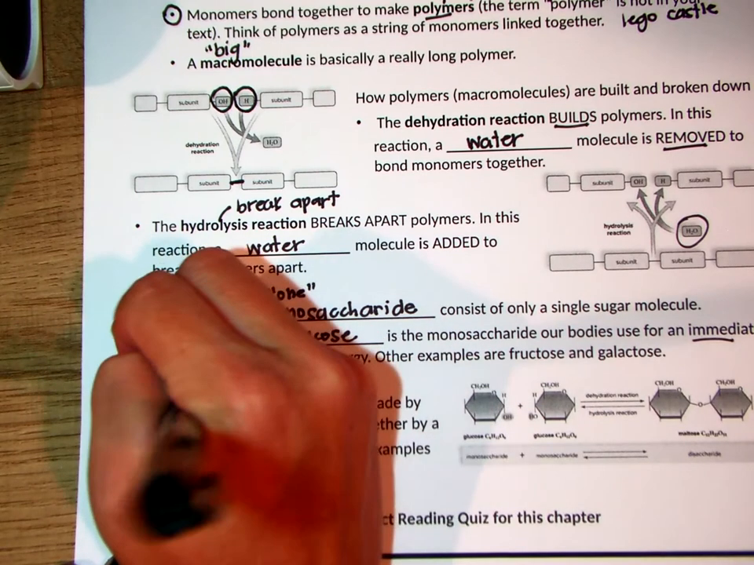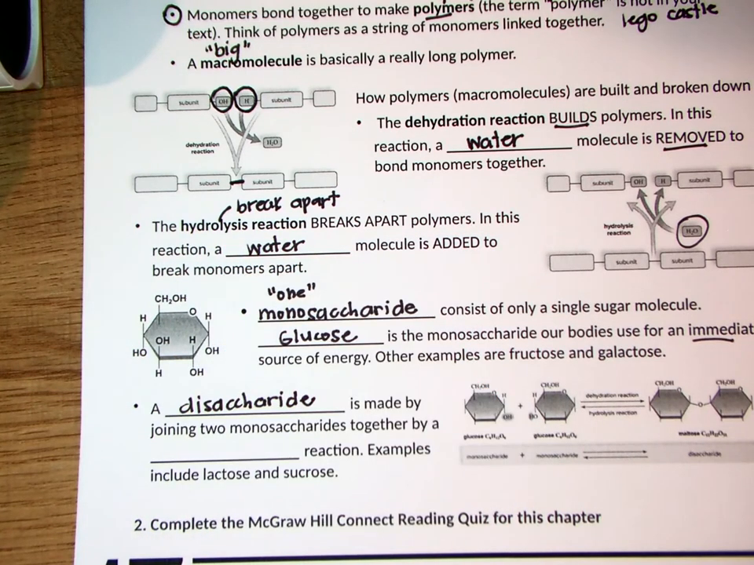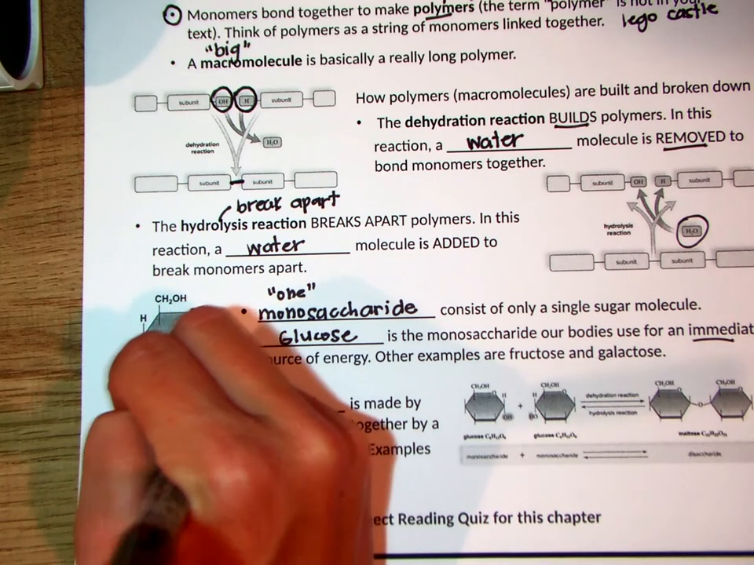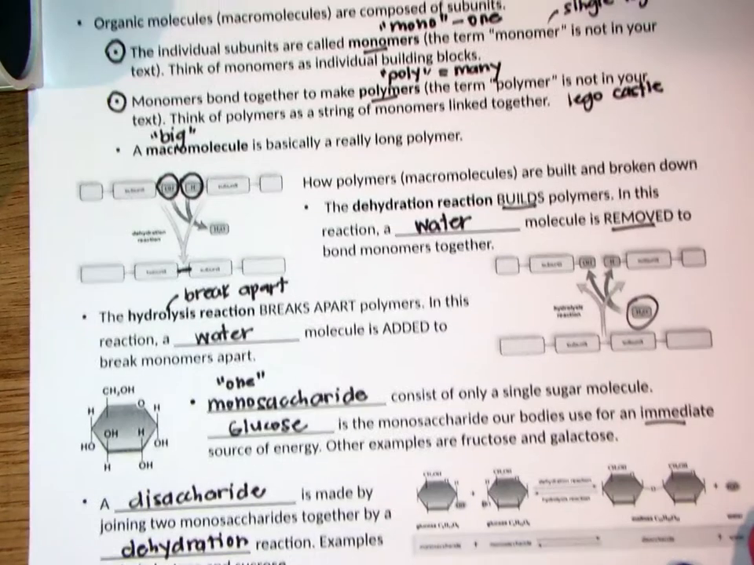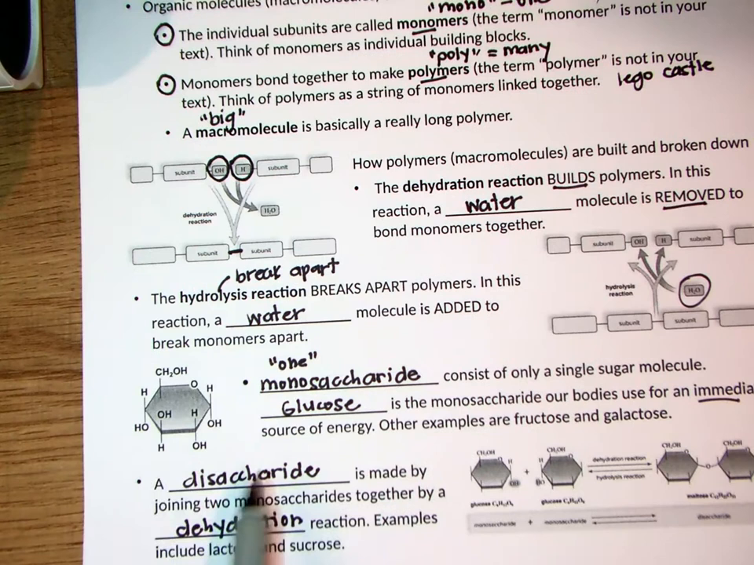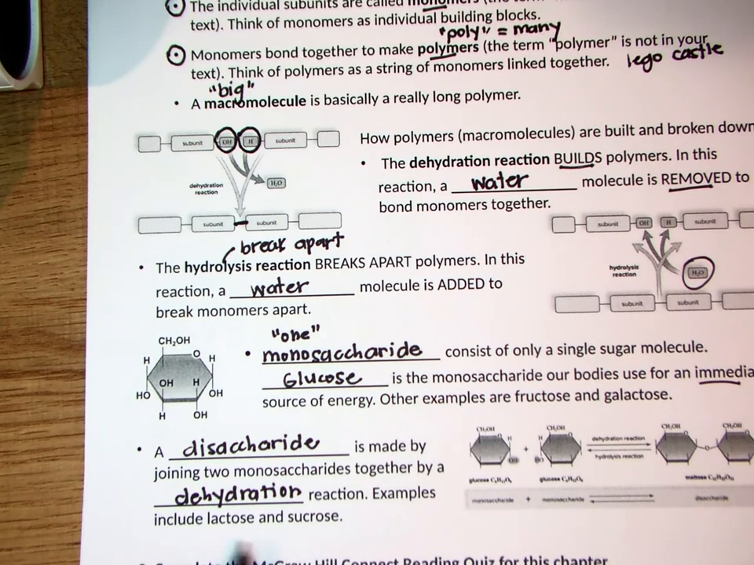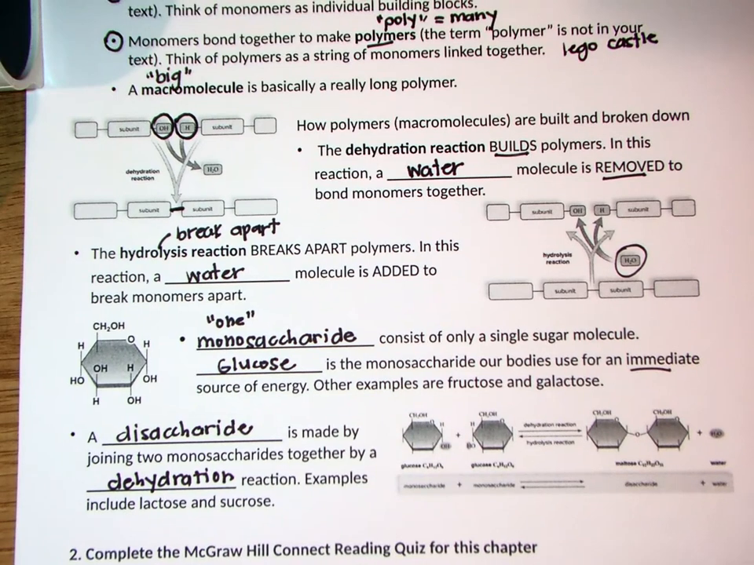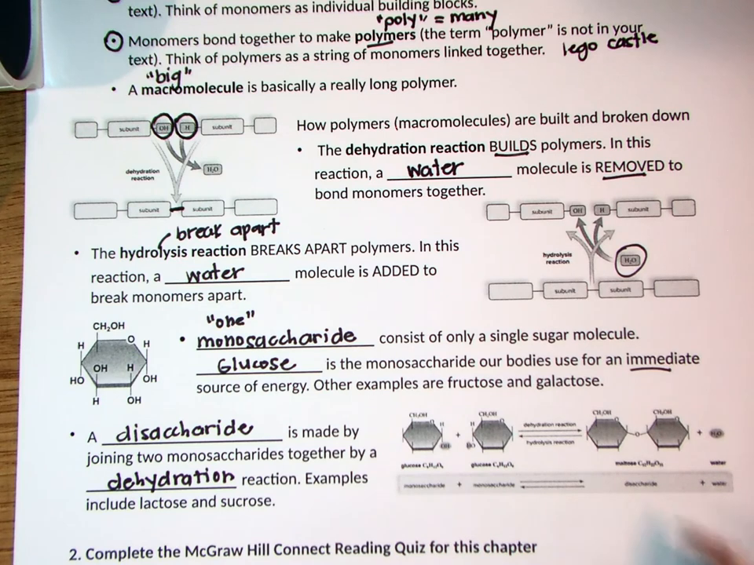Down here, a disaccharide is made by joining two monosaccharides together with a dehydration reaction. Remember, dehydration builds polymers. So if you stick two monosaccharides together using a dehydration reaction, you get a disaccharide. And some examples of this are lactose and sucrose. So if you look here at this image, you have two monosaccharides, two glucose molecules, and with a dehydration reaction, they can become bonded together to make a disaccharide. And then with a hydrolysis reaction, we can also break them apart.